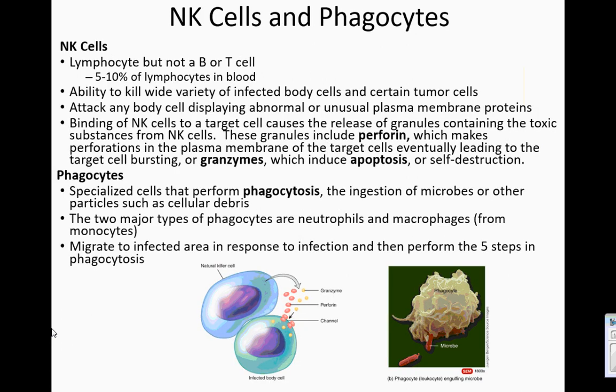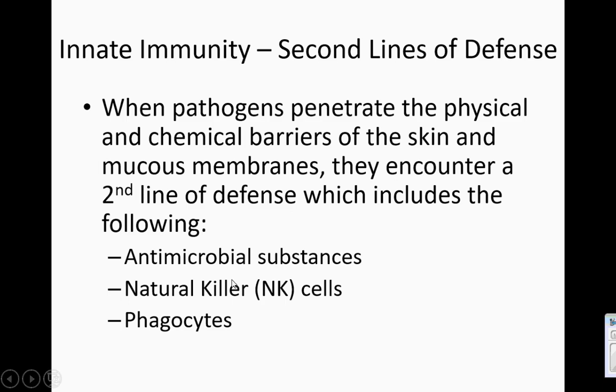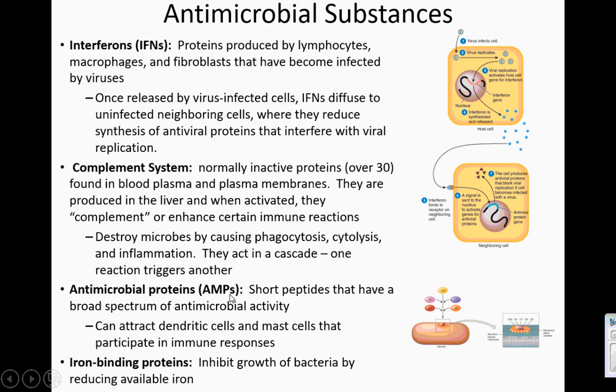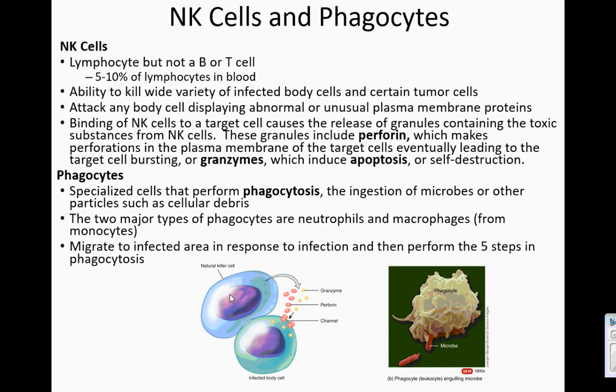All right. The other 2 components of our innate immune system include these natural killer cells, which we learned the other day are lymphocytes, and then phagocytes, which there are 2 major types of phagocytes, neutrophils and macrophages. Macrophages, which we know develop from monocytes.